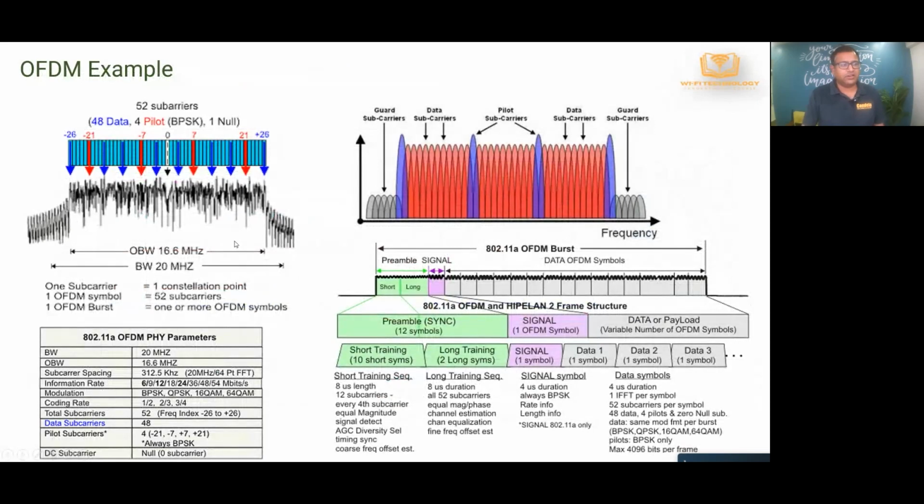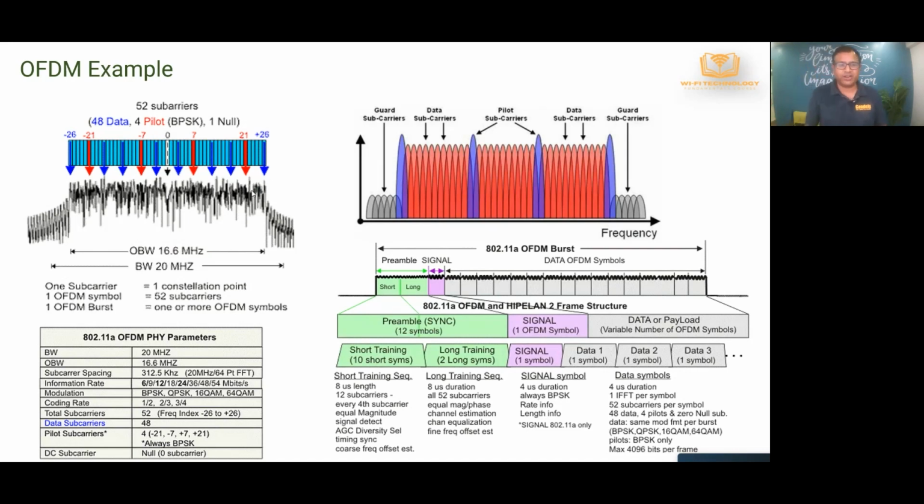The last thing that we want to talk about here is OFDM, and we have a little bit of time to talk about it. We touched upon this last time. OFDM is one of the primary multiple access methods that are used in Wi-Fi. We of course have OFDMA, which we'll talk about in later sessions.